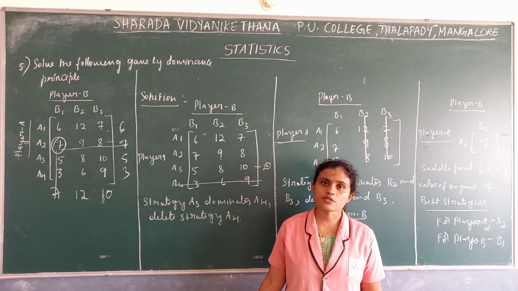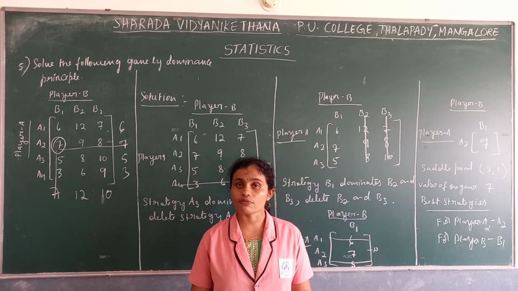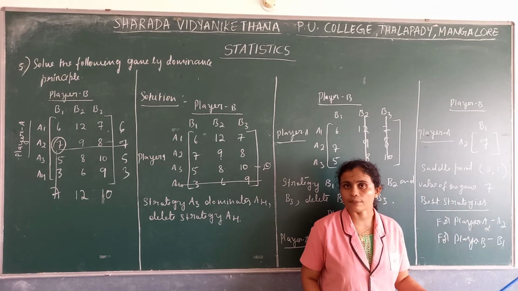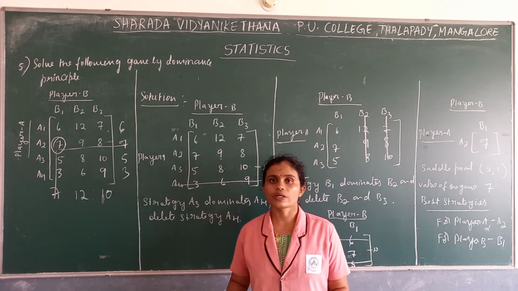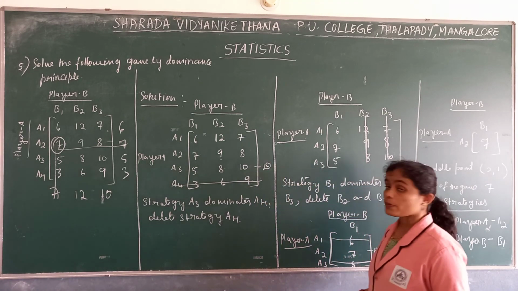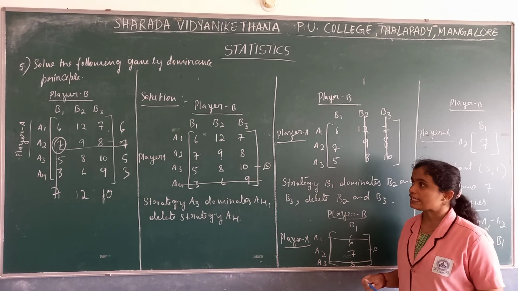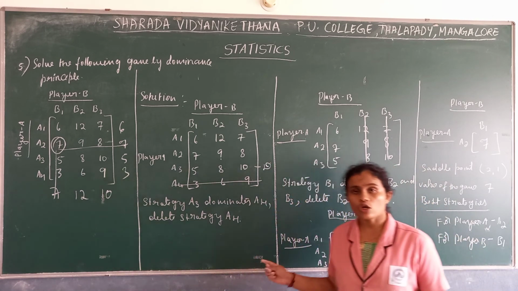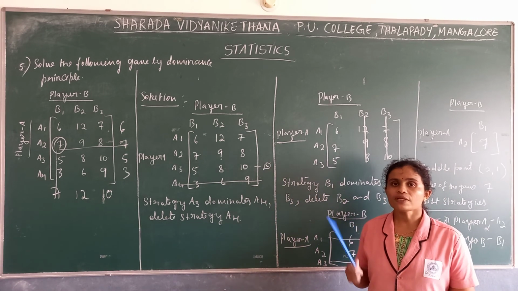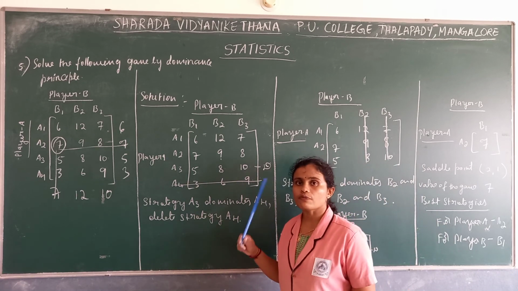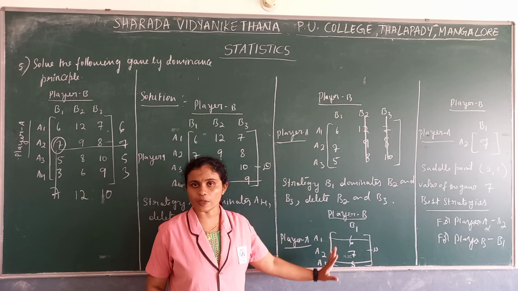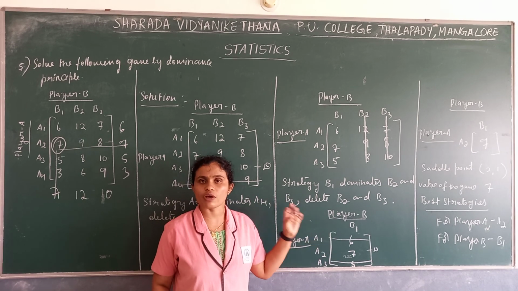So if you use maxi min, minimax or dominance, you have to get the same saddle point as well as the same value of the game. So with this, I hope we can end the topic, the game theory chapter, and also the two methods, minimax and maxi min, and also the dominance principle. Dominance principle, again I am saying, you have to practice as many problems as possible, then it will be easy.